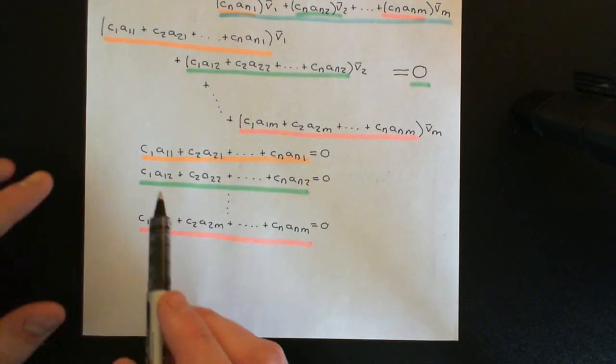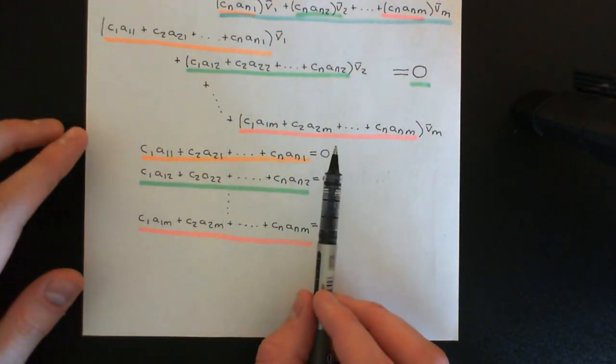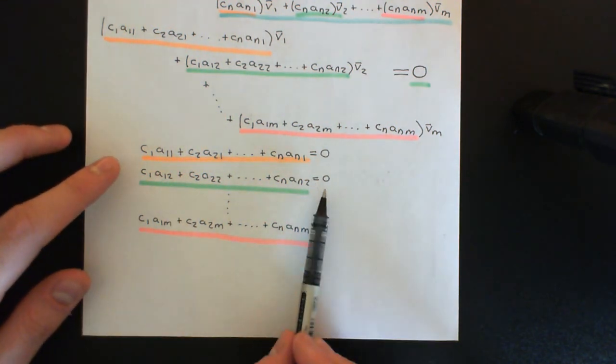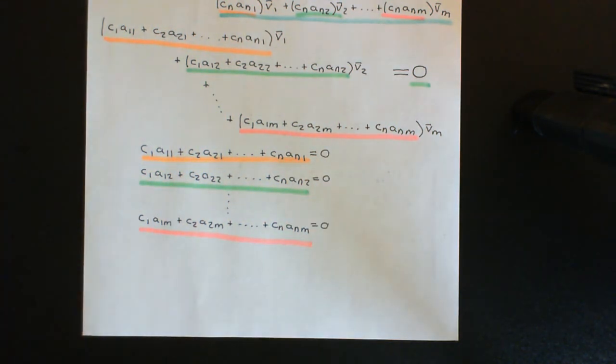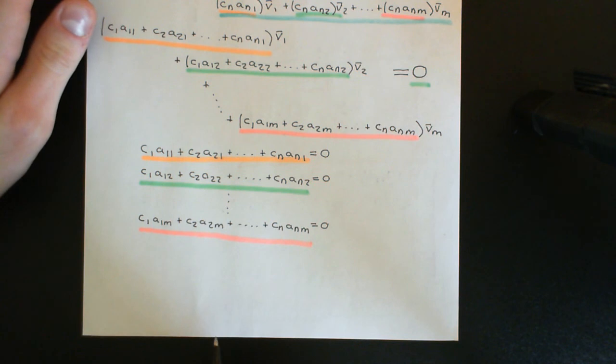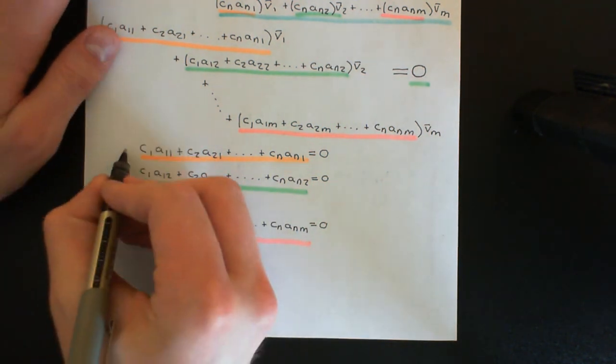So if I can find a non-trivial solution to this system of homogeneous equations, again, homogeneous just means that they're all equal to 0 on this side, then I will be in business. I will be able to prove that my supposedly linearly independent set of vectors is not linearly independent. Now why is it the case that I will always be able to find a non-trivial solution to this system of homogeneous equations? Well, here's the reason.